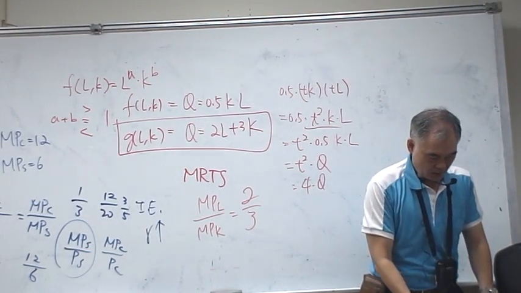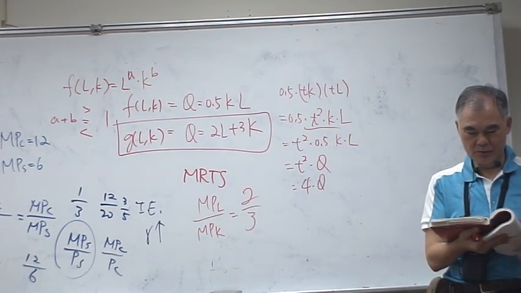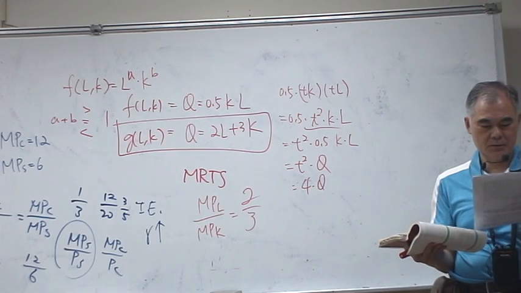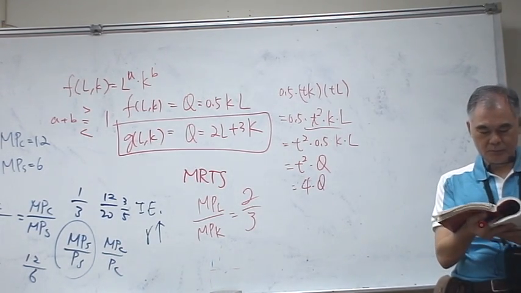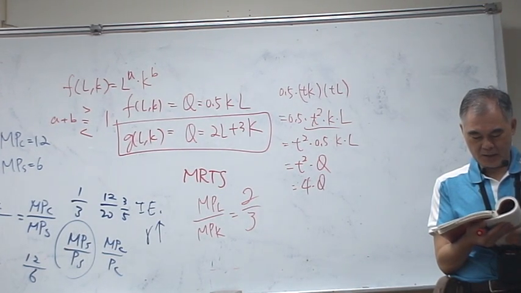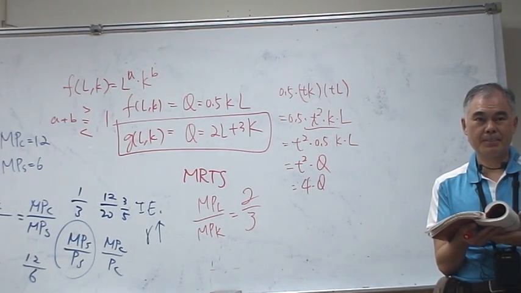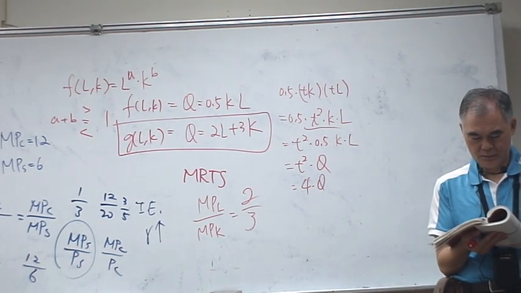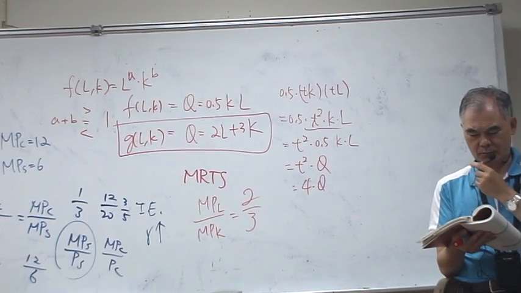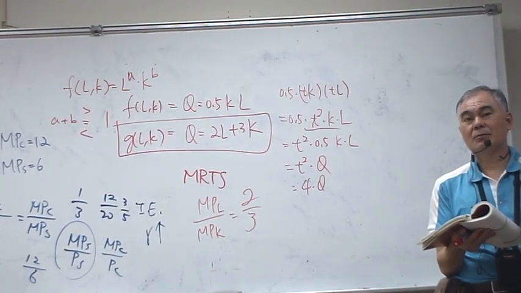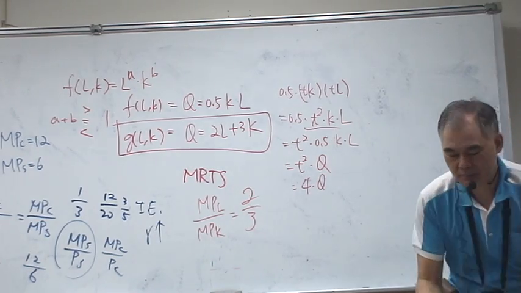Any questions? Okay, let's move on to page 207. Question 3. It says true or false: when MPL and MPK are positive, isoquants never cross. So, is it true or false? It's the same thing, right? When we talked about consumers, we said the same indifference curve can never cross. Remember that?